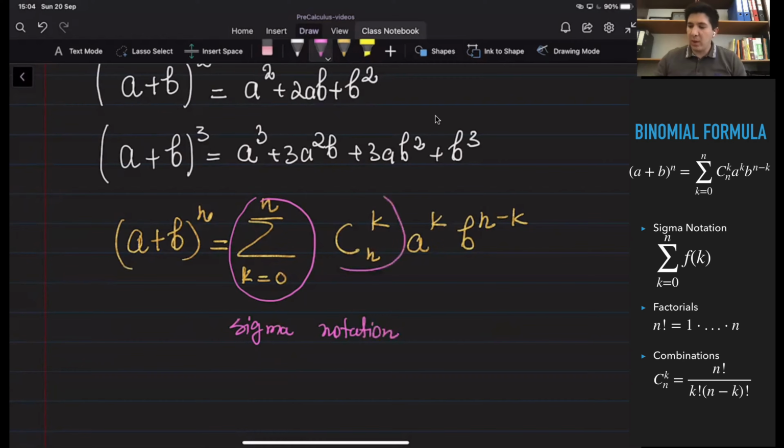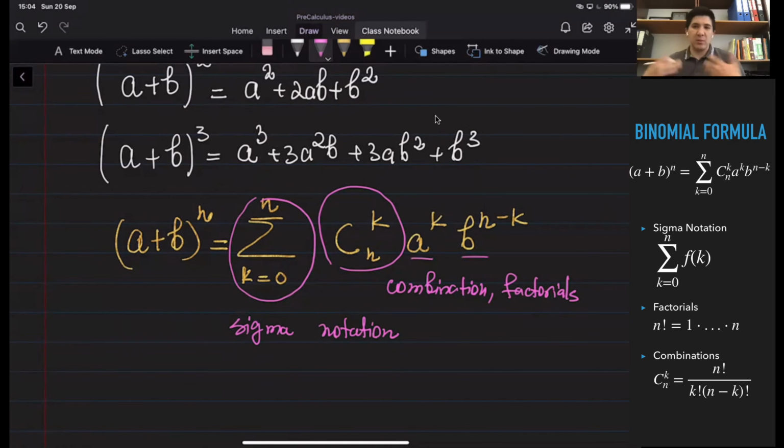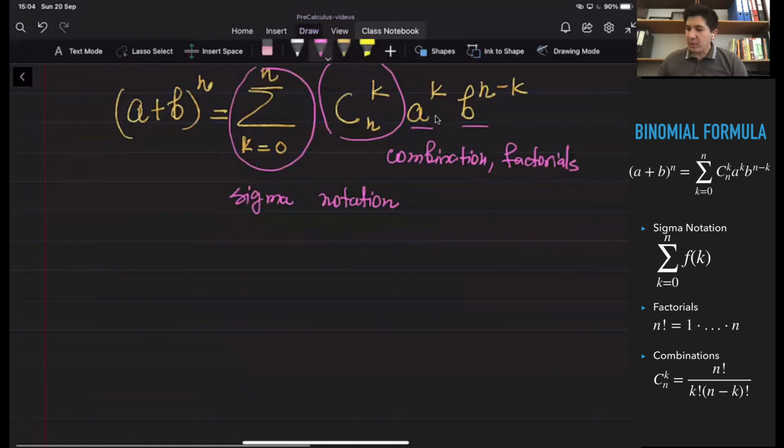And then we're going to talk about how to calculate these combinations. Inside these combinations, we need to calculate the factorials as well. We're going to introduce the factorials and discuss the operations with the factorials. The rest of the things is more straightforward, because we just need to find the powers of a and powers of b. Okay, so let's start with the sigma notation. This is going to be the first topic which we are going to discuss.